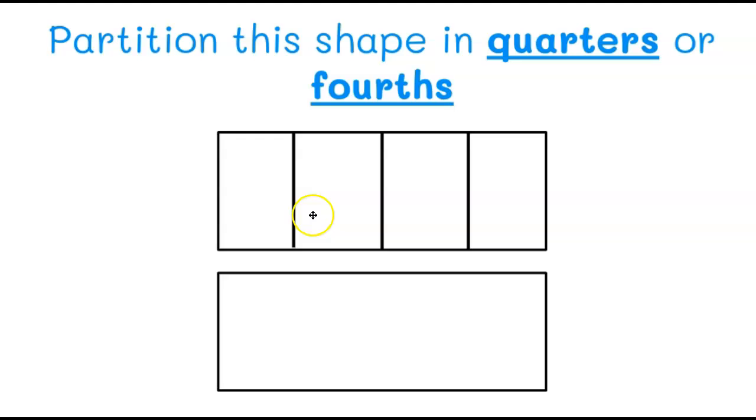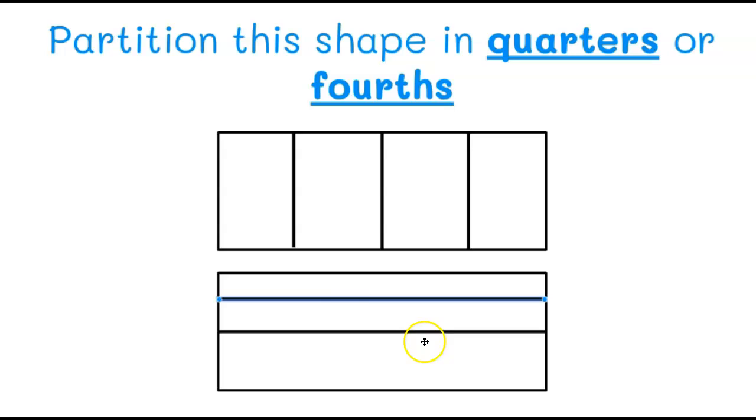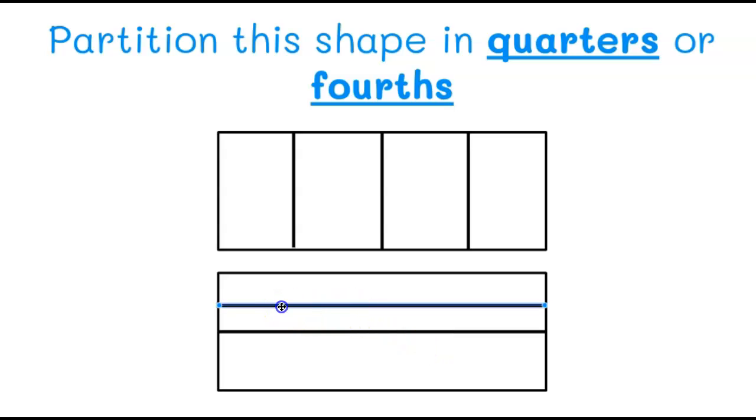Just like thirds, there's one more way we can do it. We can draw horizontal lines, so across. So let's start by splitting it in half. And then we're just going to split those halves in half again. So I'm going to split this one in half, right in the middle, go across, and make sure it's equal on both top and bottom.